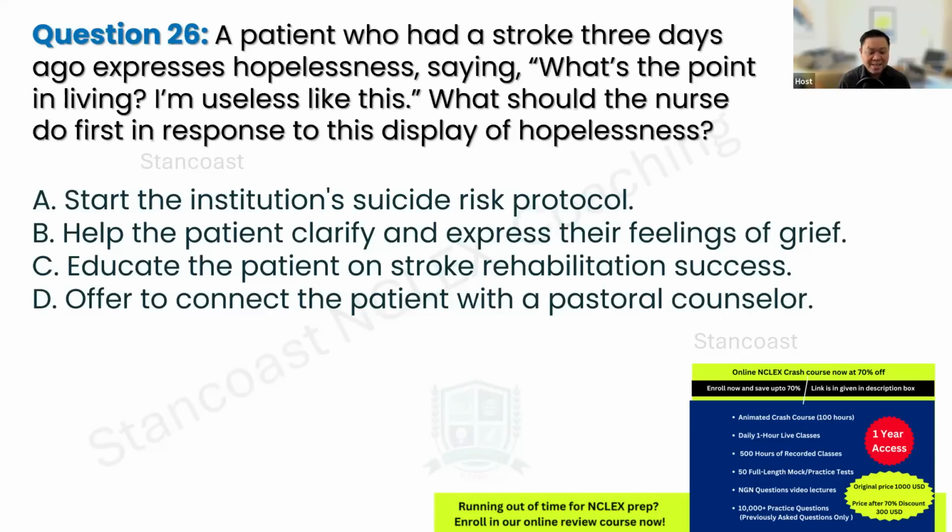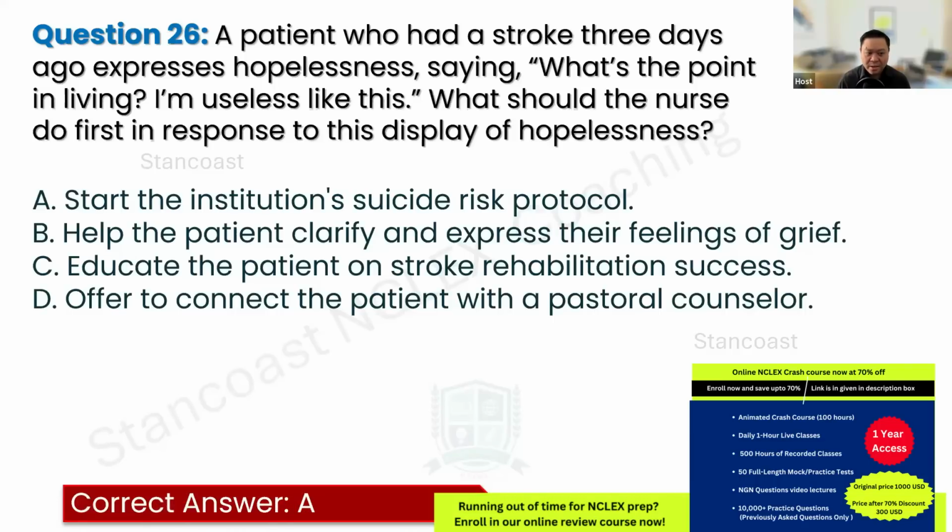The answer is letter A. The patient's expression of hopelessness actually is a sign that they may be suicidal, and we need to immediately implement the suicide precautions in order to ensure their safety. If you selected letter B, this is incorrect because, while this is important, it does not address the urgent risk of suicide implied in the patient's statement. We need to implement safety first.